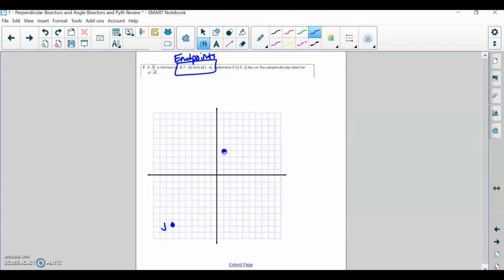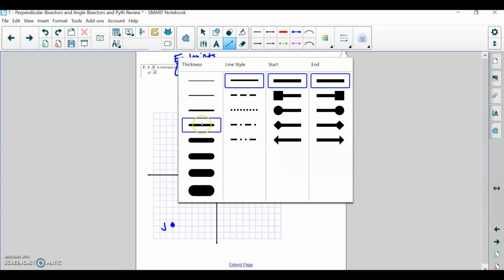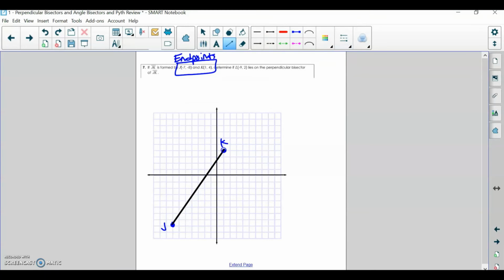Those are the endpoints of the segment. So we have a segment that is drawn between J and K. And so there's this other point L here, and they're asking you, does it lie on the perpendicular bisector? So let's plot point L. We go -9, +2, so L goes right there.